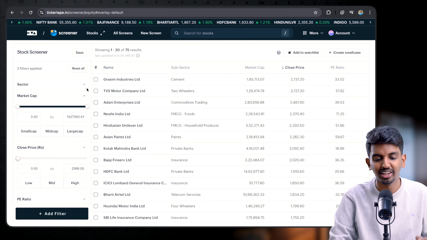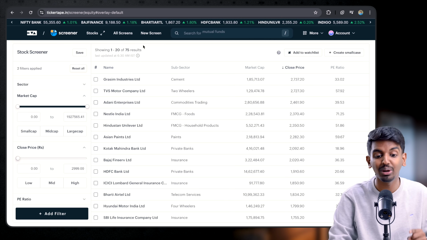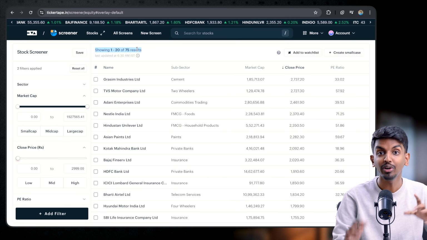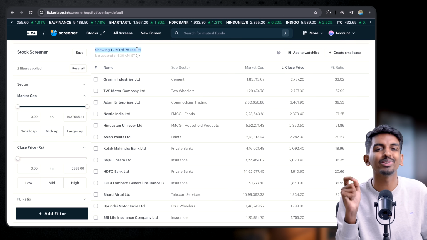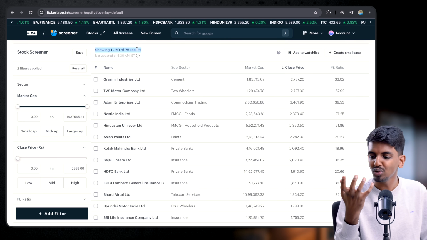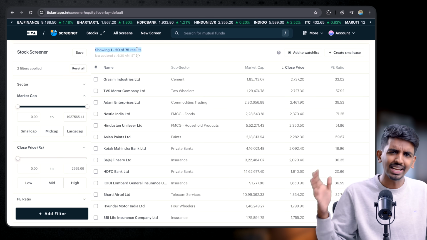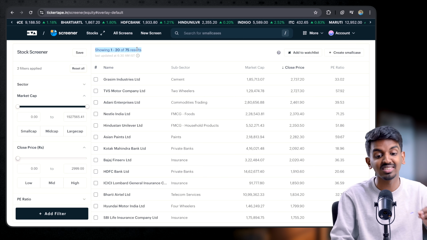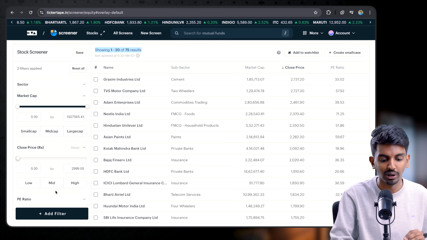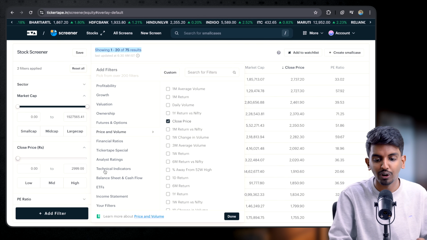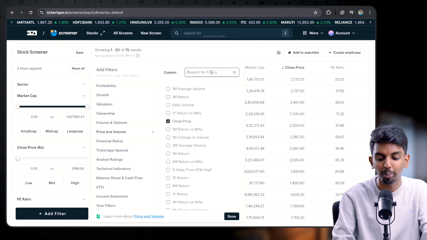So once that is done, you're immediately down to just 75 stocks here. Again, what do we want? From these 75 stocks, we want to select the most volatile, the most high momentum stocks, maybe 10 to 15 or 20 stocks from these 75 stocks. That's what we are going to filter here. So come click on the add filter button and you'll be searching for beta.